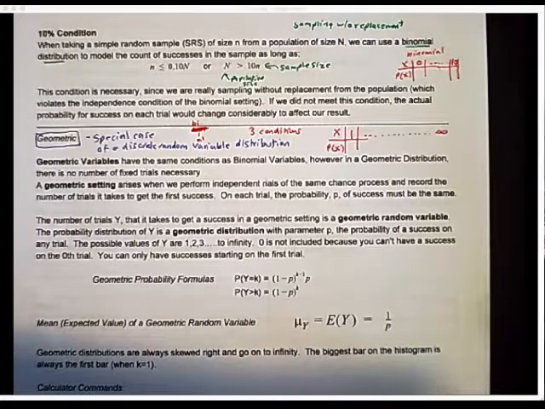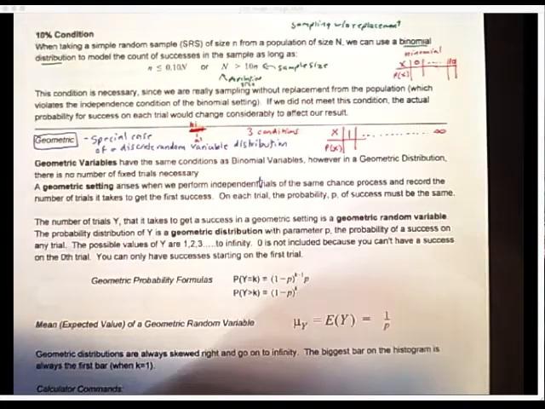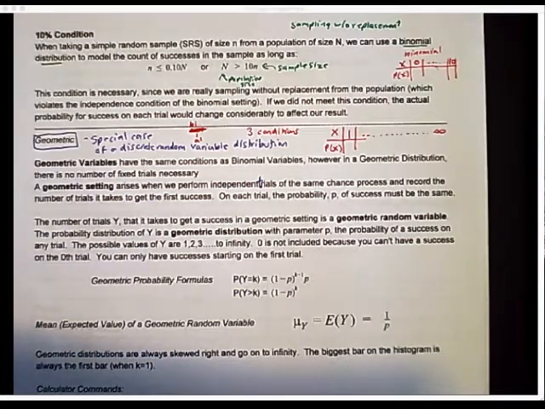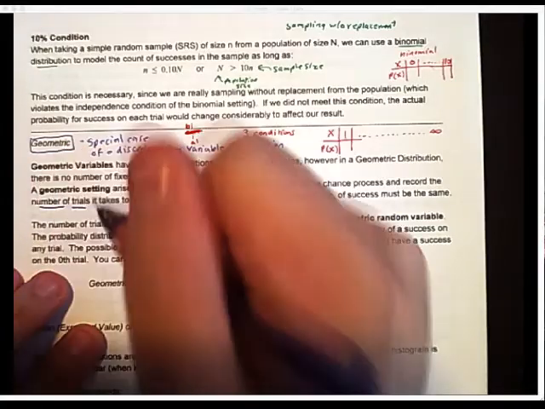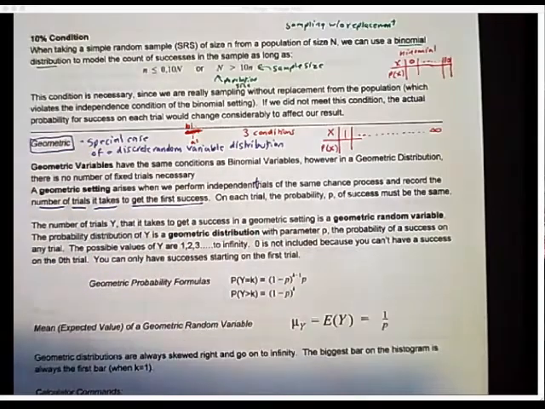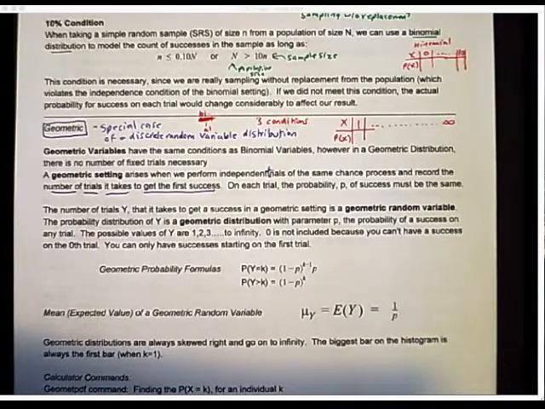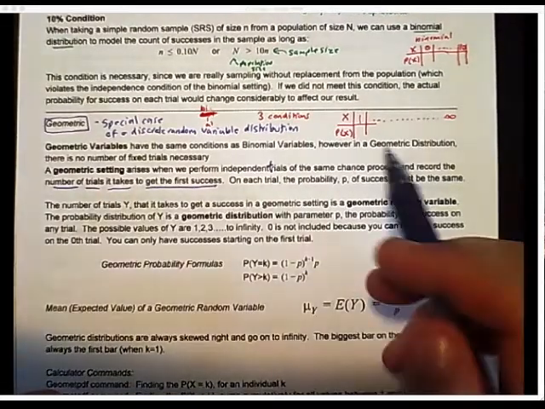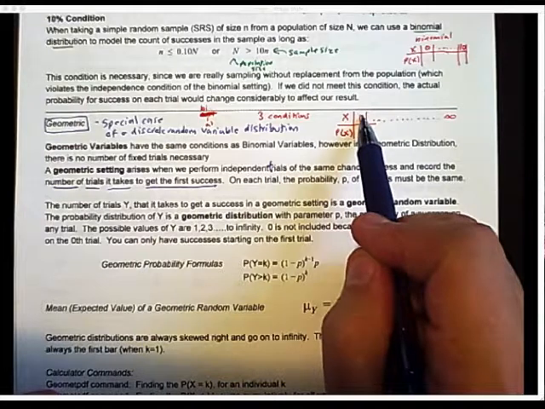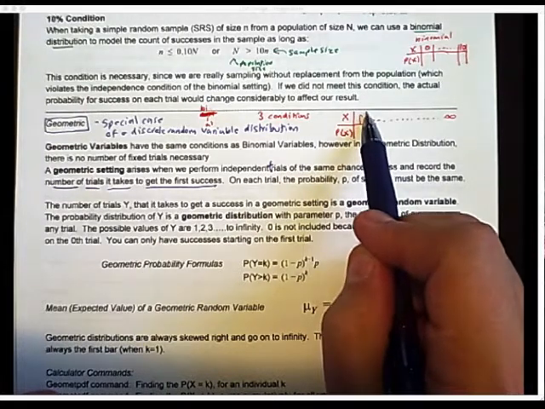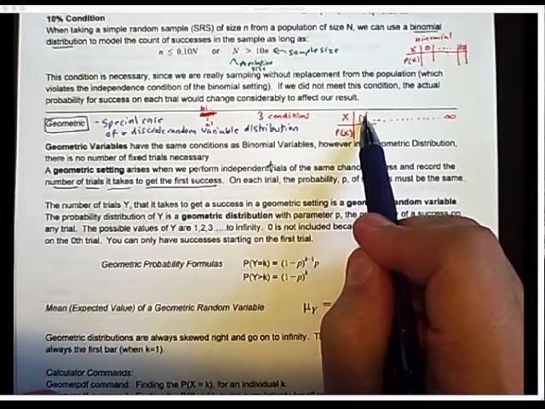That's what the first sentence says. It works a little differently though. I'll talk about why it's called the geometric distribution in a second, but it says a geometric setting arises when we perform independent trials of the same chance process and record the number of trials it takes to get the first success. So when we start this, you can't start on a 0th trial. You have to start on the first trial. If you get a success on the first trial, you're done.